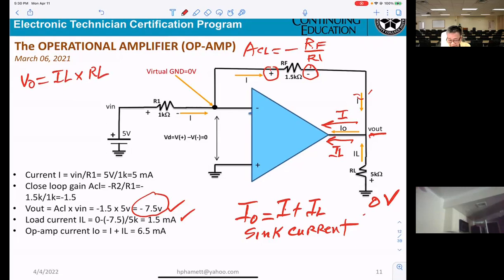And also you can calculate the Vout equal to minus RF times I. Okay, that means Vout is measured from the output to the ground. That's what you have to understand. So, any questions about the inverting amplifier?